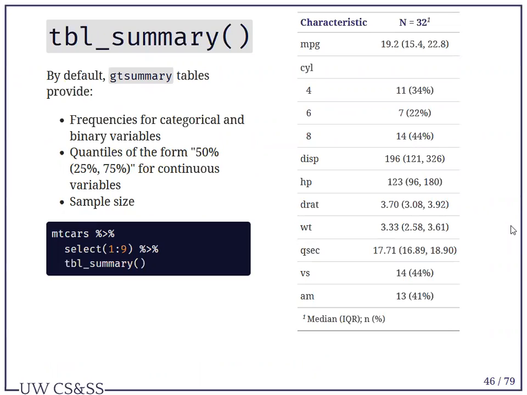By default, gtsummary tables provide the frequencies for categorical and binary variables, the quantiles of the form 50% for continuous variables, and the sample size. So we can take the mtcars data that's built into R and then select the first 9 columns and then pipe that to tbl_summary. And here's what we'll get. And we'll see that for each of the cylinders in these cars, 4, 6, and 8, it provides us with the frequencies. And for things like MPG, it provides us with the quantiles.